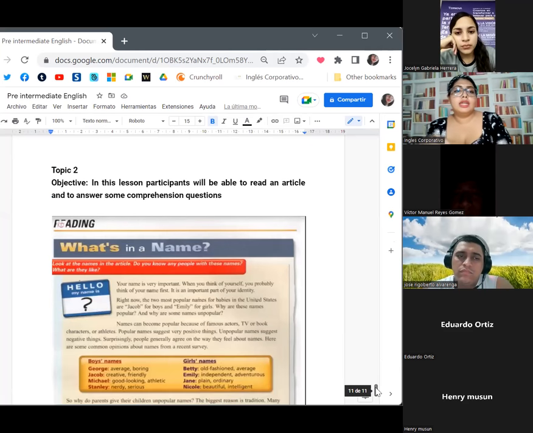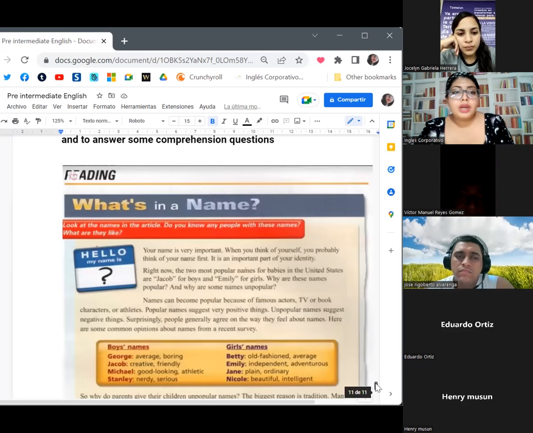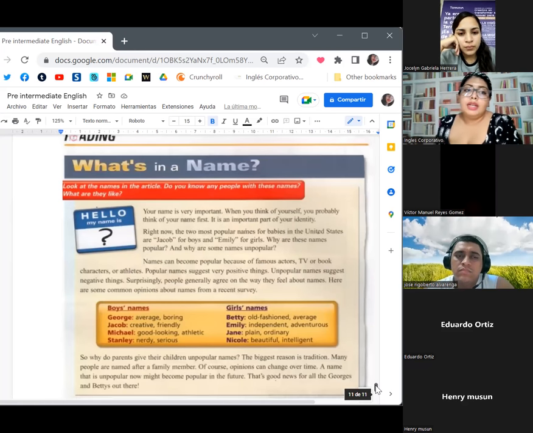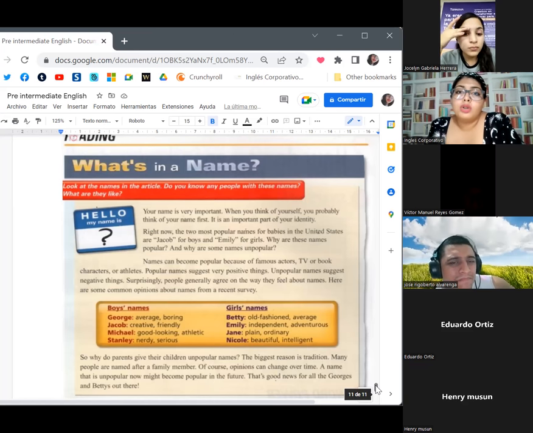So we have here the article and it says the objective. In this lesson, participants will be able to read an article and to answer some comprehension questions. I need to make it bigger because it is hard to read. What is in a name? Look at the names in the article. Do you know any people with these names? What are they like? Está preguntando sobre los nombres. Dice que vamos a ver los nombres que aparecen en el artículo y que si conocemos personas con esos nombres, ¿cómo son o cómo lucen?